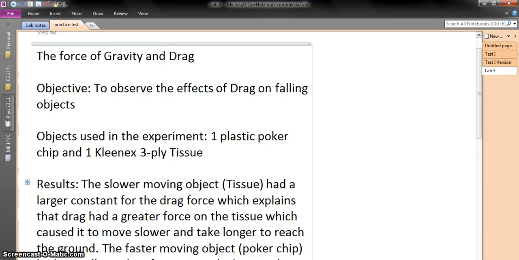Hi, my name is Aaron Dales, and for this lab we decided to observe the force of gravity and the effects of drag on gravity. In this lab I chose one plastic poker chip and one Kleenex 3-ply tissue to drop from a certain distance above the ground and use screen capture software to measure that distance.